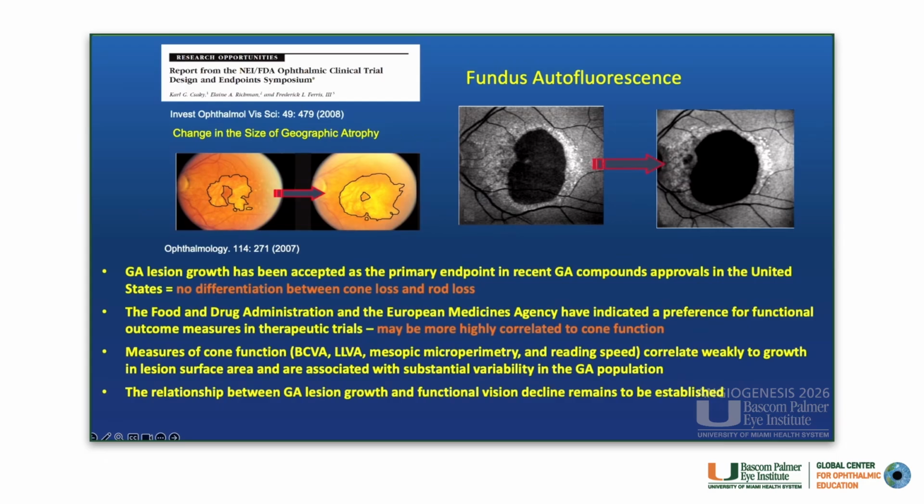So if we take a step back and look at how we initially convinced the FDA to use a reduction in GA expansion as an endpoint, we really didn't stress this idea of differentiating between cone loss and rod loss. And this has become important because the EMA in particular is focusing on functional outcomes, and it appears that these functional outcomes correlate more highly to cone function. Therefore, understanding what's happening to cones in this disease is going to be critical.